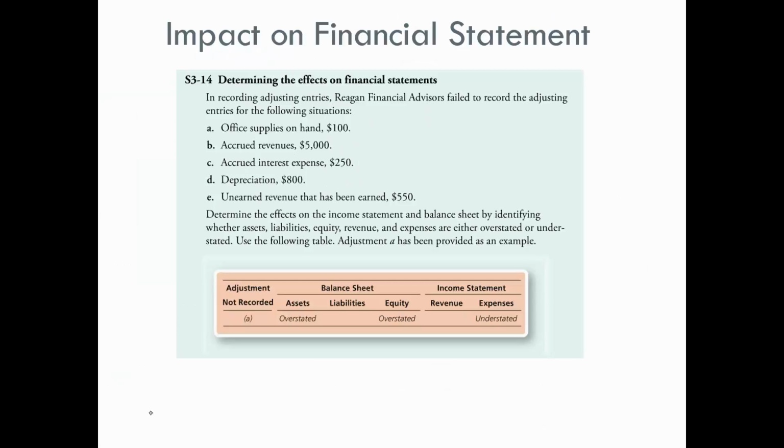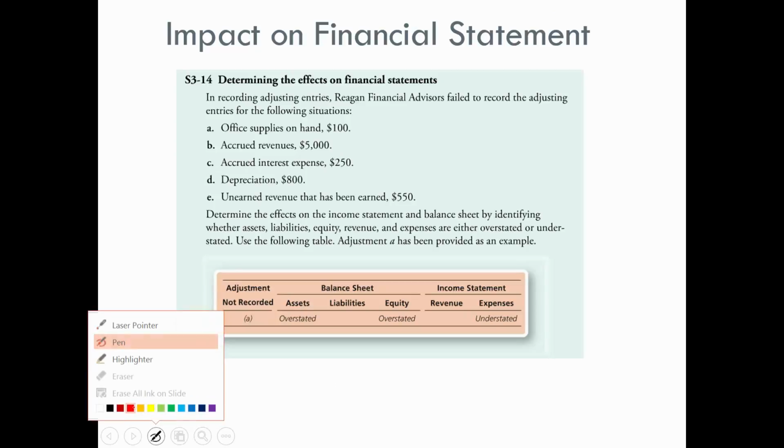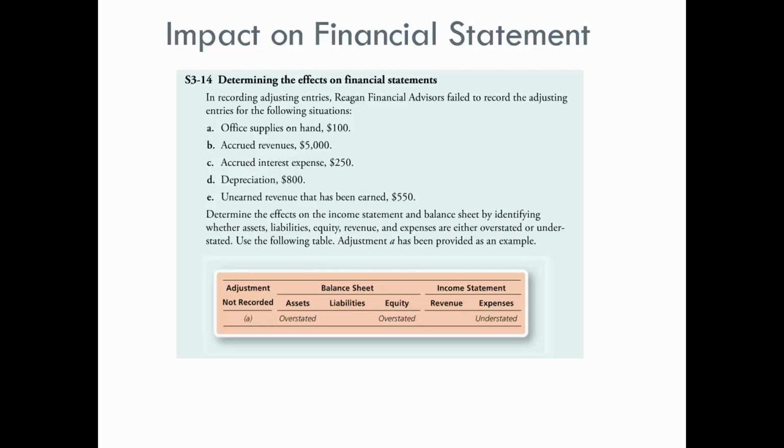The next problem, and I'm just going to do a couple of these, I'm not going to do them all, is about what happens if we don't do these adjustments. So they're saying, assume that this company failed to do these adjustments. What would the following situations be? In each of these, there was something that didn't get recorded, an asset or a revenue, and there was something that didn't get updated, either a liability or an asset.